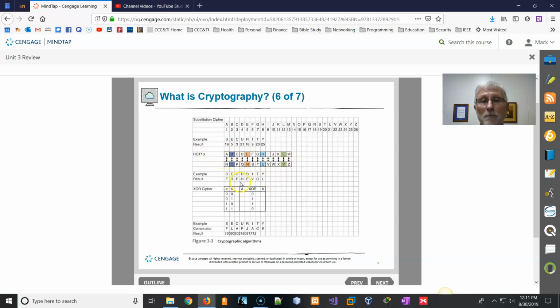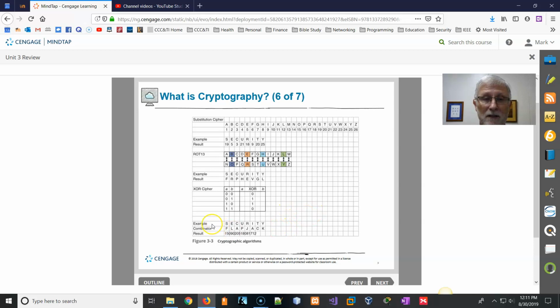So security ends up being a graphic or unreadable string. And the XOR cipher does an exclusive OR on the 2 bits. An exclusive OR by definition is: 0 and 0 equals a 0; 0 and 1 or a 1 and 0 ends up being a 1; both 1s end up being a 0. So I do that comparison, that XOR operation, for the result.